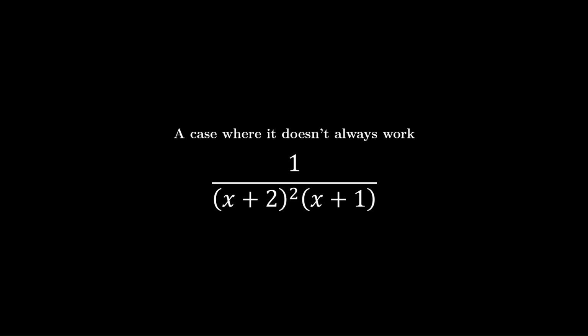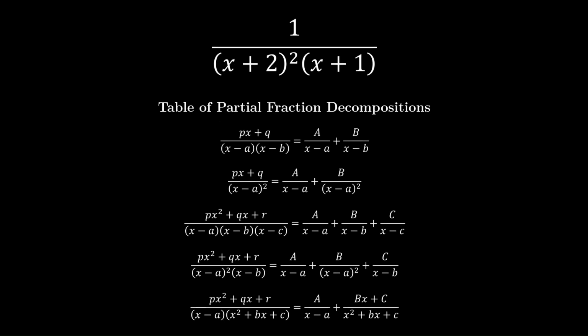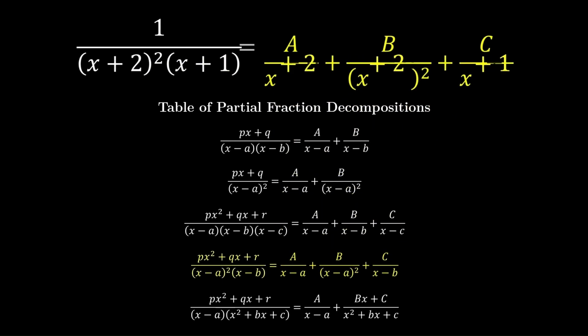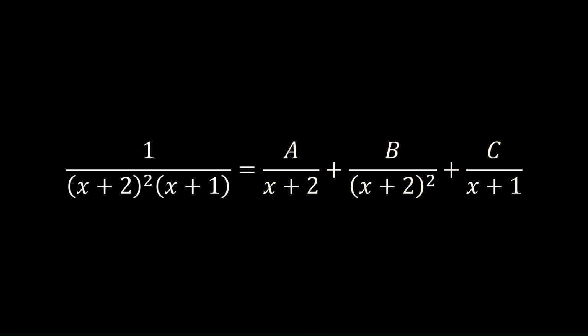Now let's move on to a case where the procedure we just described doesn't work as planned. Let's focus on the expression 1 over the quantity x plus 2 squared times x plus 1. Referring to our table of partial fraction decompositions, we see that the fourth row corresponds to the case we are dealing with. After making the appropriate substitutions, we end up with the following on the right-hand side, where again a, b, and c are unknown constants.